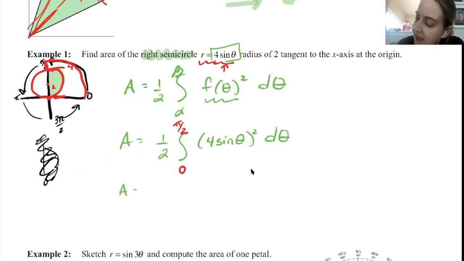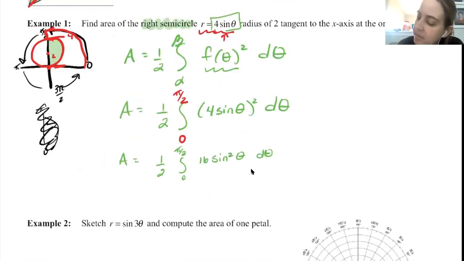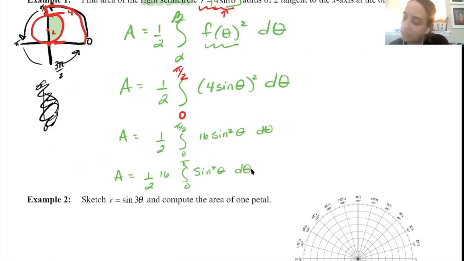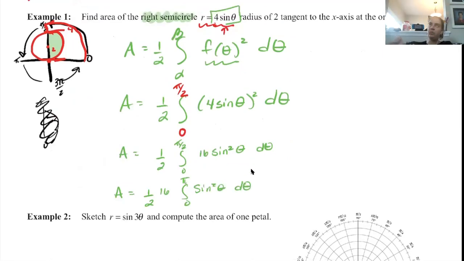This is 1/2 integral from 0 to pi over 2. This becomes 16 sine squared theta d theta. Your 16 can come to the front. It's not necessary inside of your integral. 1/2 times 16, integral from 0 to pi over 2, sine squared theta d theta. Now, sine squared theta you can replace with a Pythagorean trig identity to be 1 minus cosine squared, but that doesn't actually do much for us.